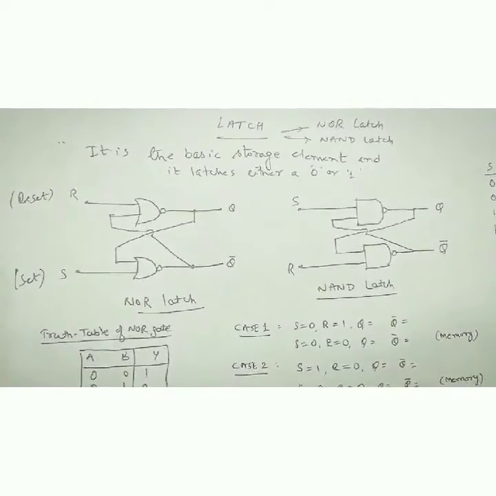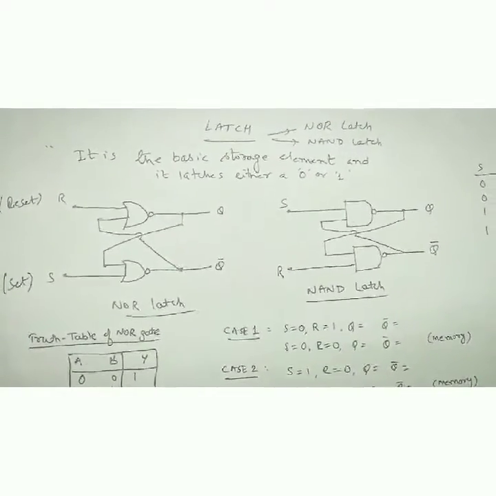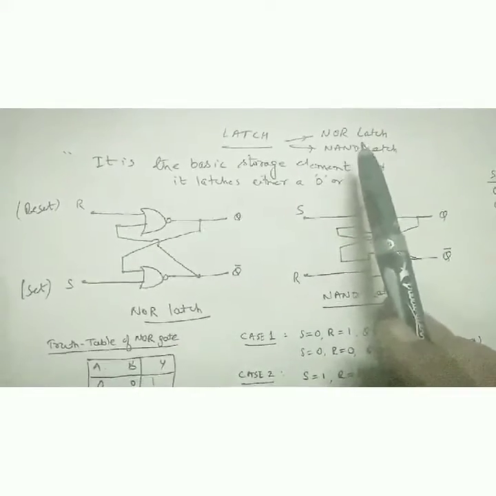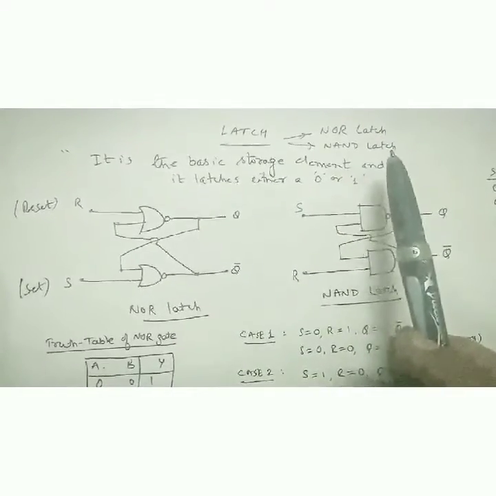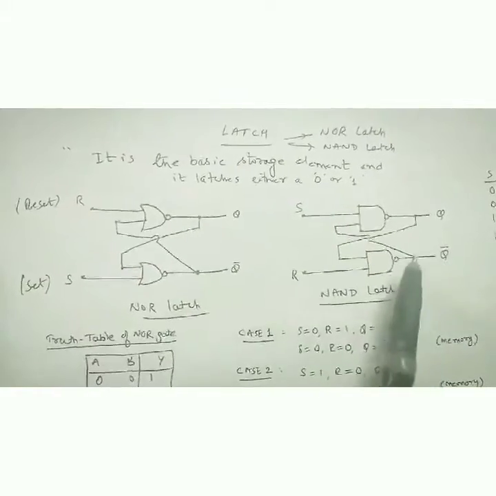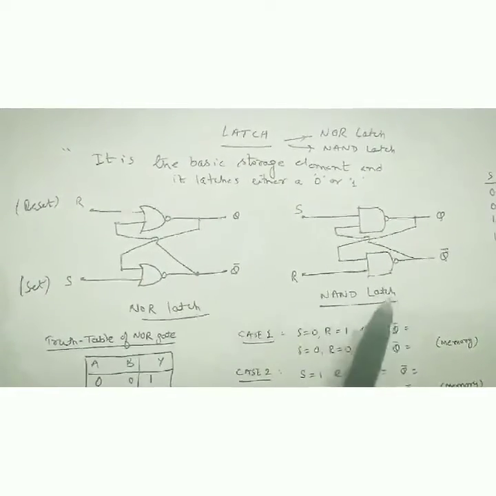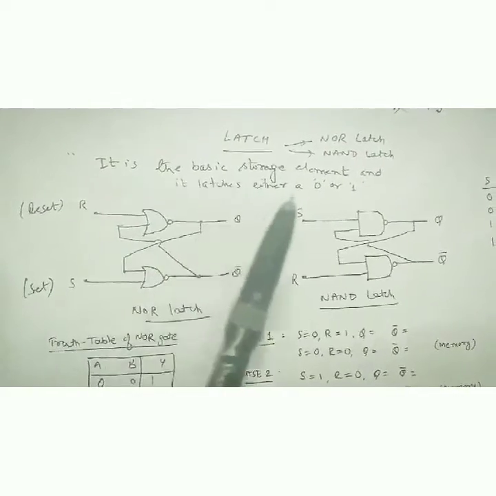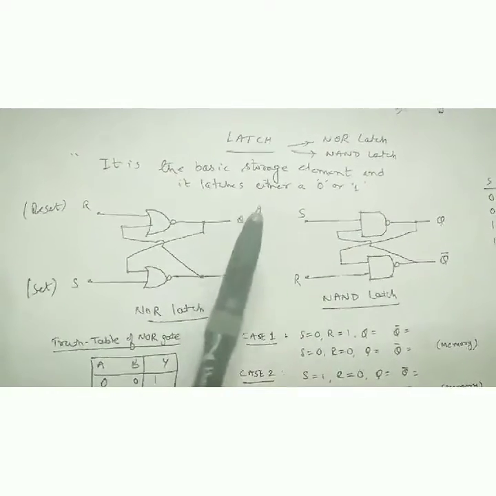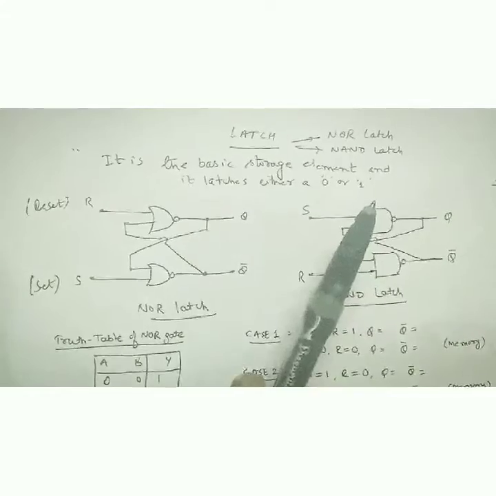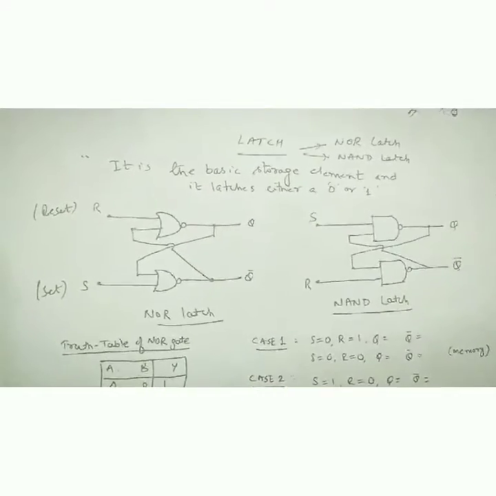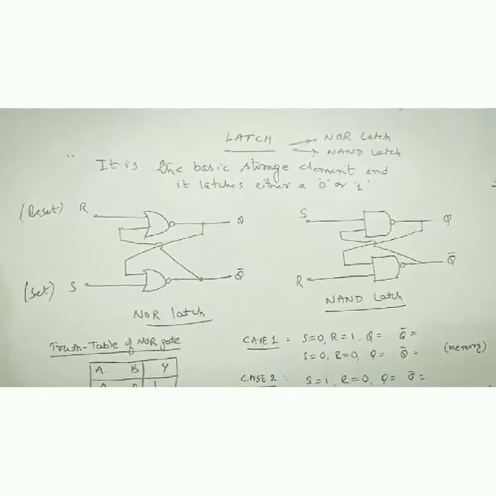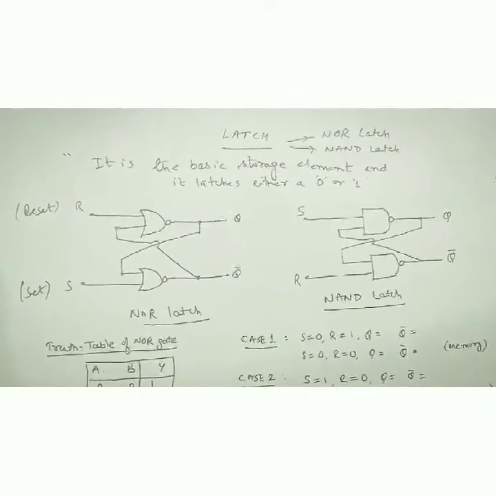Good evening. Today we are going to study our topic on latches, and these are of two types as shown: NOR latch and NAND latch. As shown in this circuit diagram also, we have the NOR latch and the NAND latch. A latch is basically the basic storage element, and it latches either a 0 or a 1. That is, a latch has the property that it stores binary information in the form of bits. It is able to store a 0 or a 1.